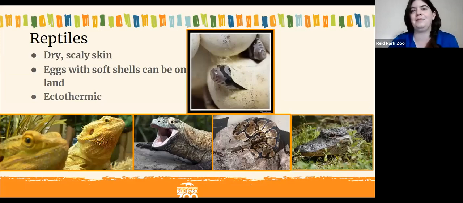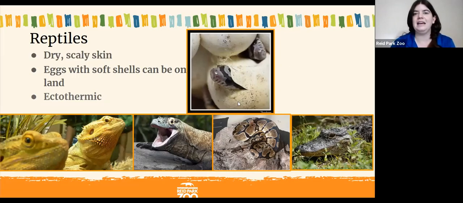Reptiles are the next group that we're going to talk about. So amphibians had to stay really close to the water to keep their skin wet and to keep their eggs wet. Reptiles, though, have very dry, scaly skin. So some people think that some reptiles are slimy. They're usually not slimy. It's just that they look shiny from their dry, scaly skin.